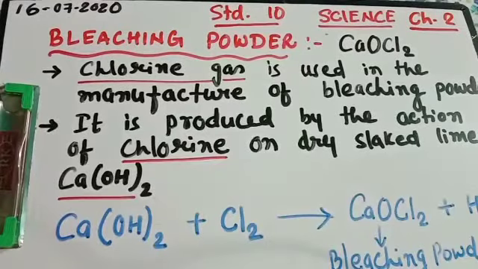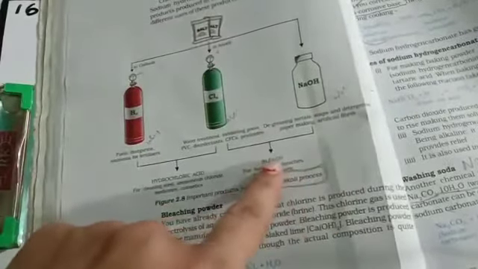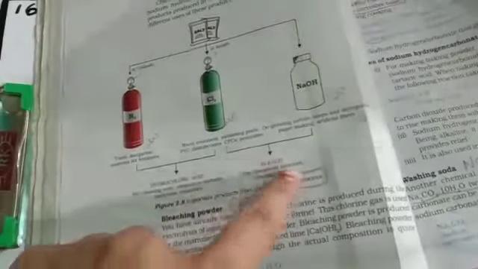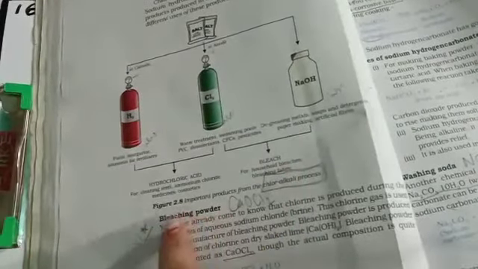Welcome back. Today we are going to do bleaching powder, the preparation of bleaching powder. As we know that we are getting chlorine in the previous part, let me show you in the textbook. If this diagram is not there, don't worry, another diagram would be there. In this we are getting bleaching powder. Yesterday I told you to do this too. Now we are going for the manufacture of bleaching powder.